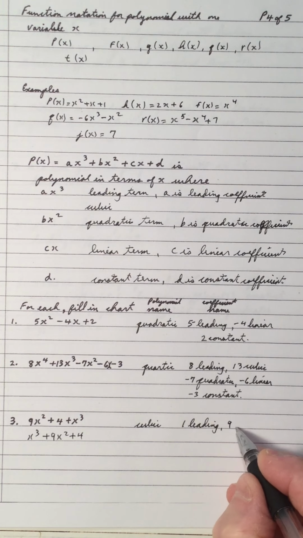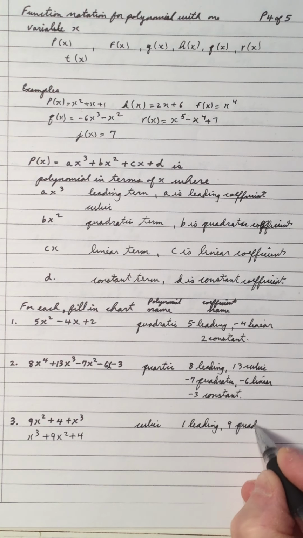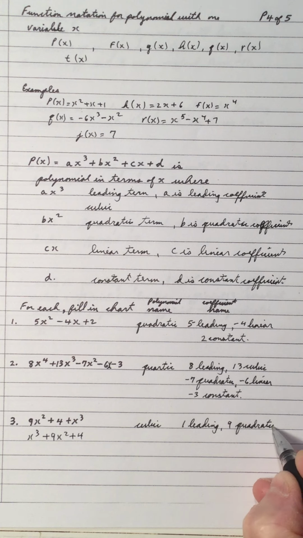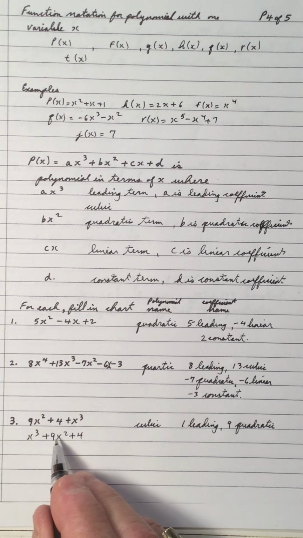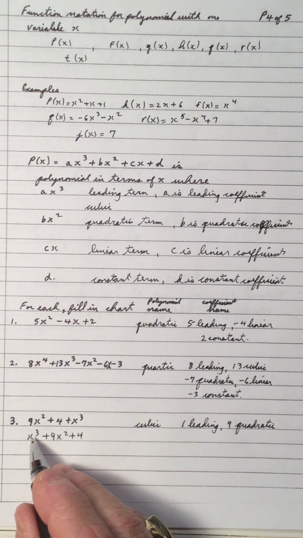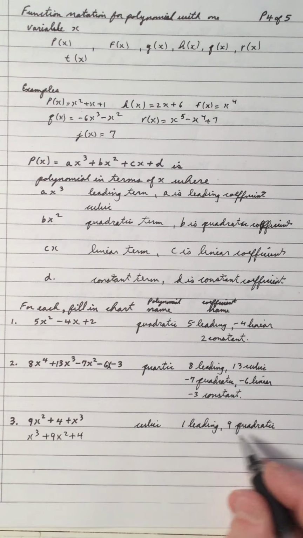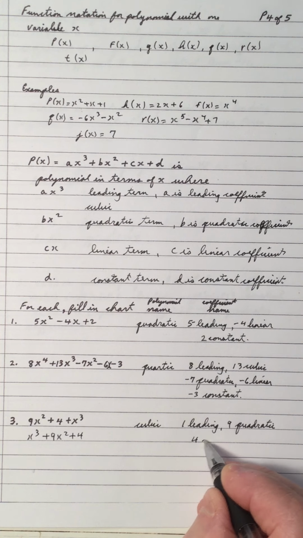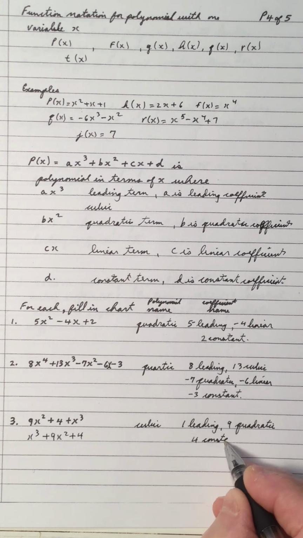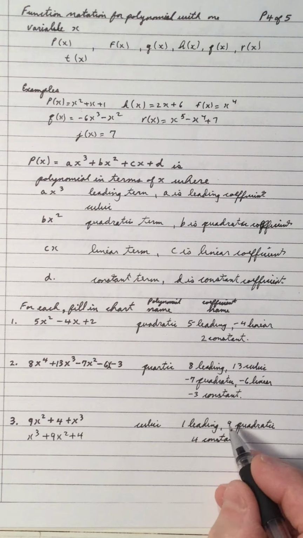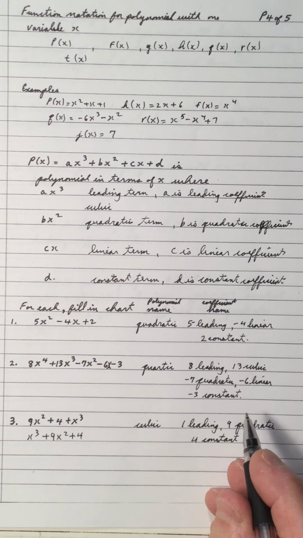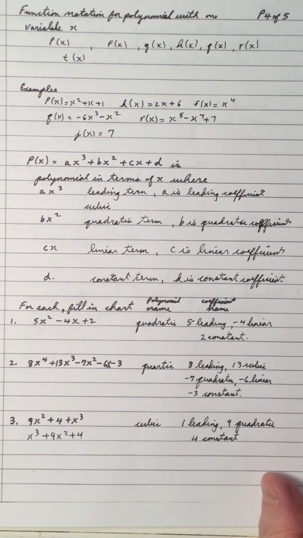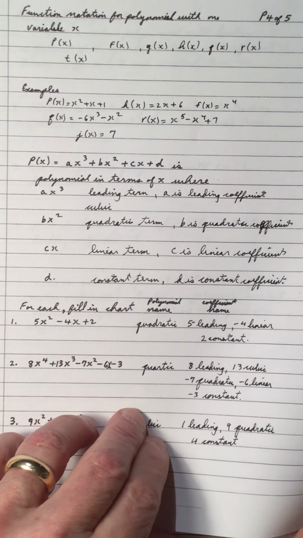9 is the quadratic coefficient. Notice 9x squared is the quadratic term. x cubed is the leading term, which tells me what the polynomial name is. And 4 is the constant coefficient or the constant term. Constant term, constant coefficient is the same thing as the last term at the end of your polynomial.